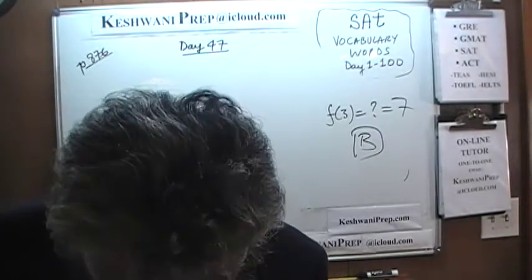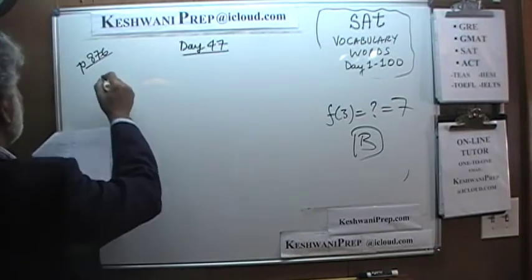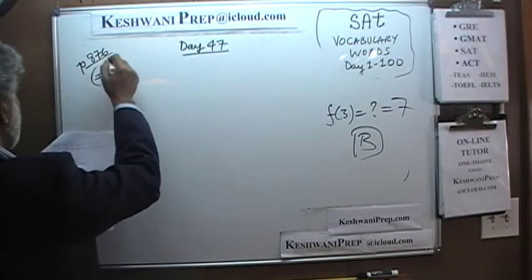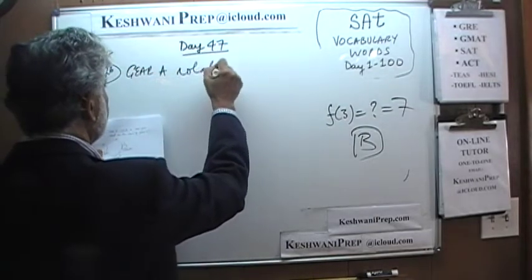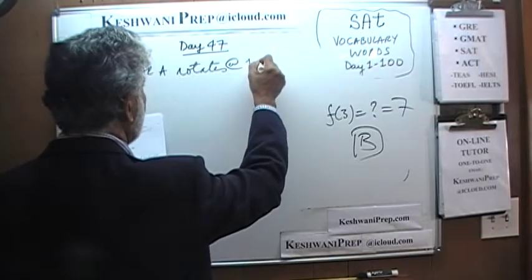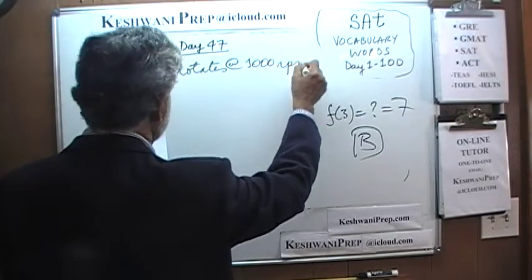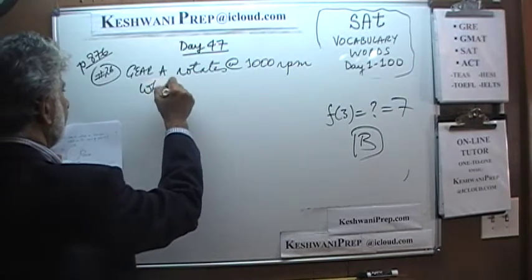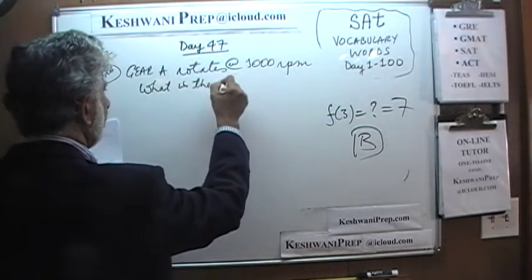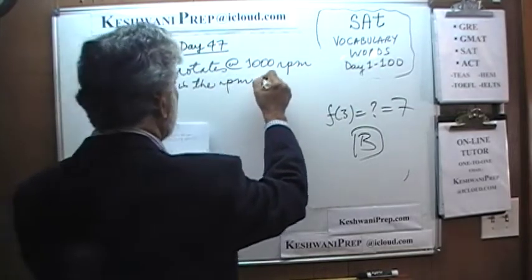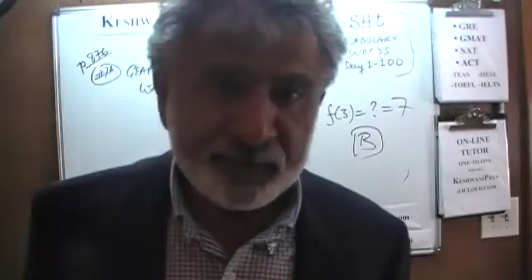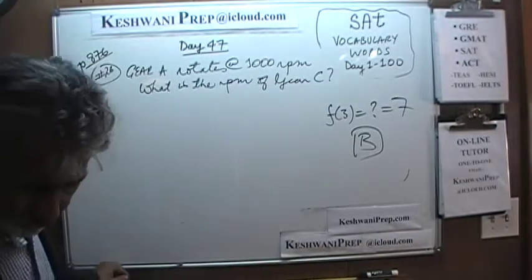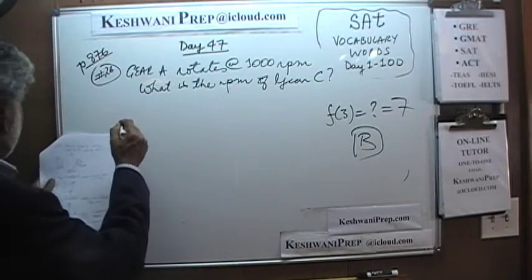Let's see what we can do in 26. 26 is on the next page. We are told that gear A rotates at 100 revolutions per minute. The question is, what's the RPM, the revolutions per minute, of gear C? Let's see what we have here.